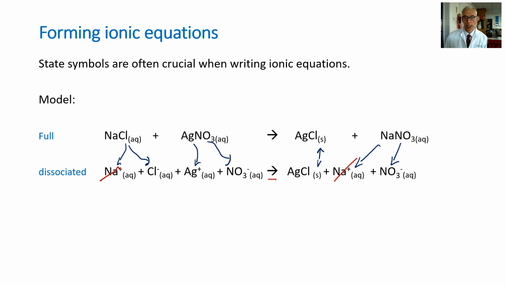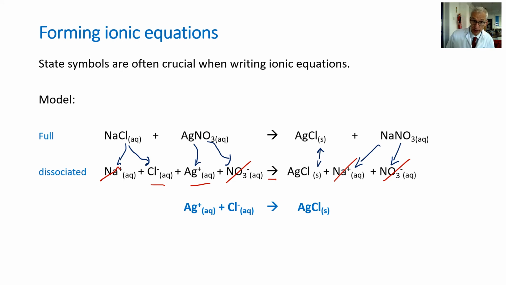The arrow implies chemical change. Sodium ions, aqueous sodium ions, have not changed. We see that the nitrate ion exists on the left hand side and on the right hand side as a free aqueous ion. Again, they have not changed. The only things that have actually changed are the aqueous chloride ion and the aqueous silver ion, to form a solid precipitate of silver chloride. So our ionic equation removes the spectator ions, and we are left with Ag+(aq) + Cl-(aq) going to AgCl(s).